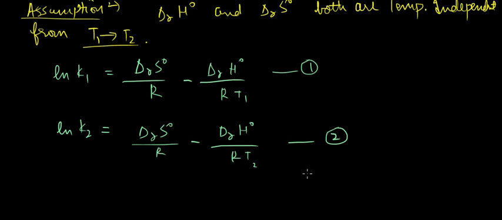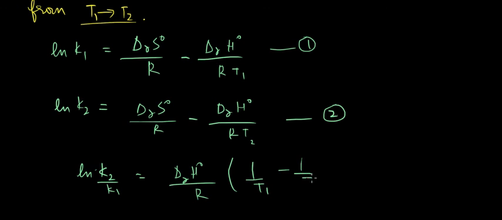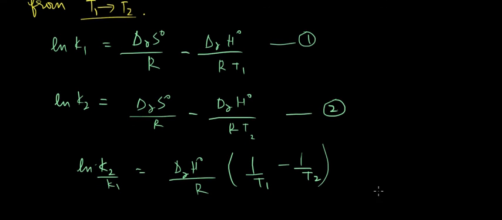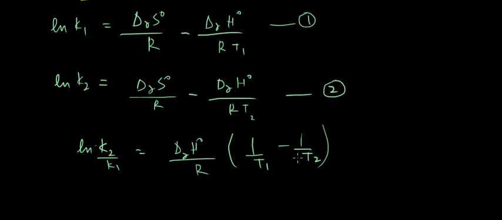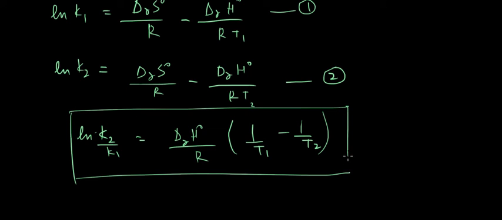Combining both the equations, let's say we take the difference of the first from the second, so ln K2 upon K1 would be equal to delta Rh naught divided by R times (1 upon T1 minus 1 upon T2). Okay, so this is a very important result which you should remember.